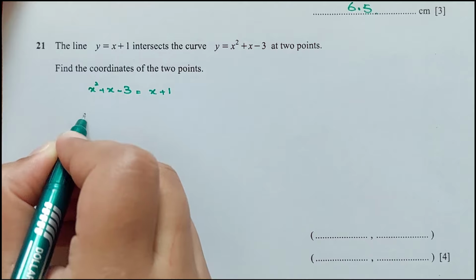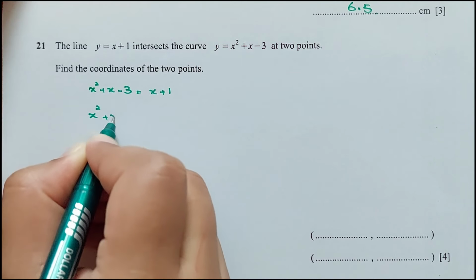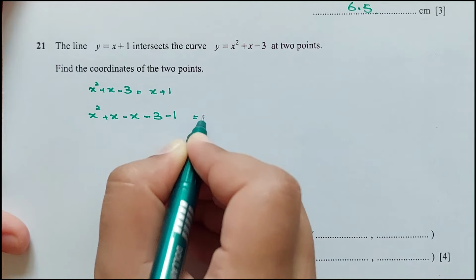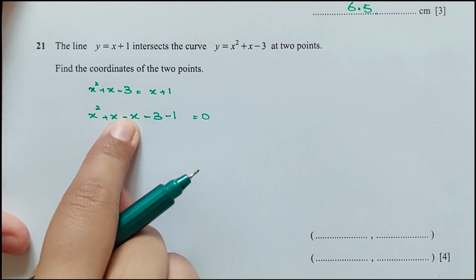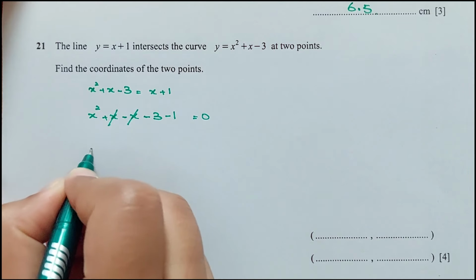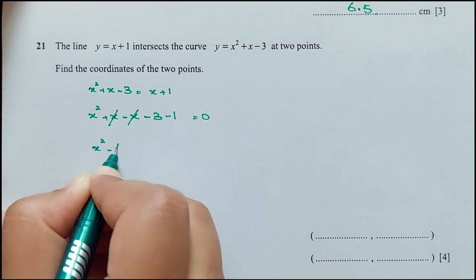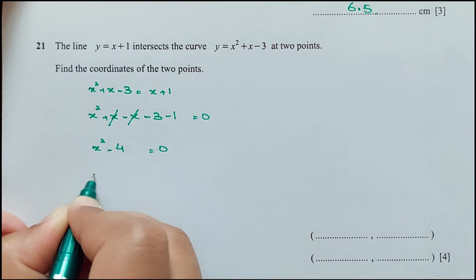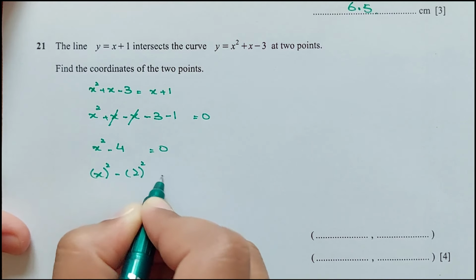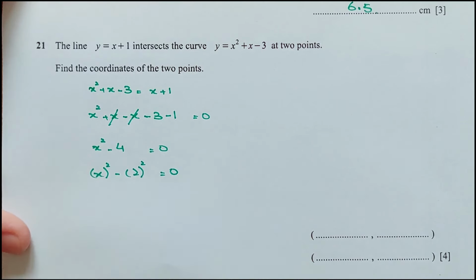Now shifting all the terms to the left side, x squared plus x minus 3 minus 1 equals 0. I just shift the x to the other side, it becomes negative x and 1 becomes minus 1. So plus x and minus x is cancelled. x squared minus 4 equals 0. So this is x squared minus 2 squared. So we have to use the formula of difference of squares. a squared minus b squared would be a plus b into a minus b.